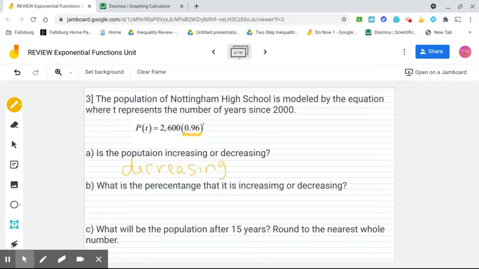What is the percentage that it is increasing or decreasing? So you always have this right here. We know it's decreasing. We started at 1, or 100%, and we had to subtract a certain percentage to get to this 96%. So 100 minus 4% gives me 96. So the percentage that it is decreasing is by 4%.